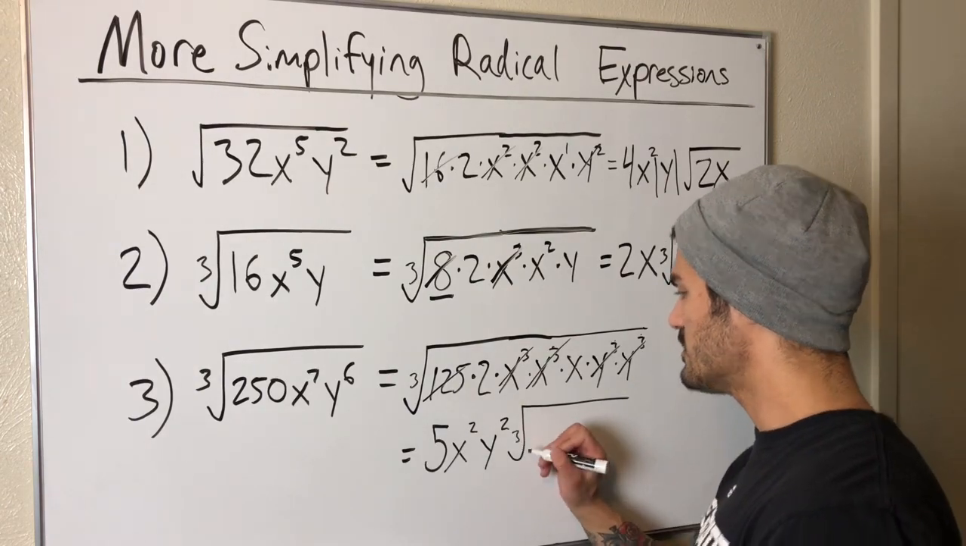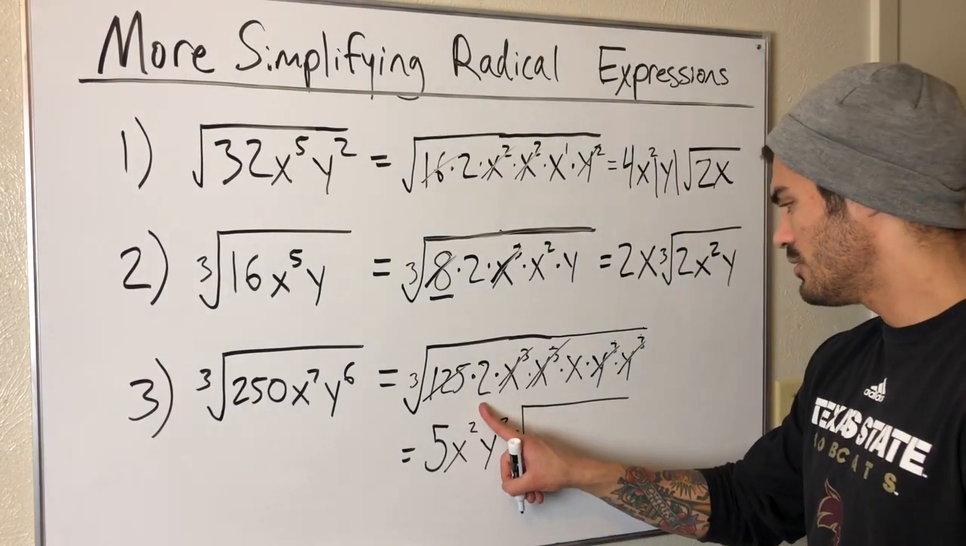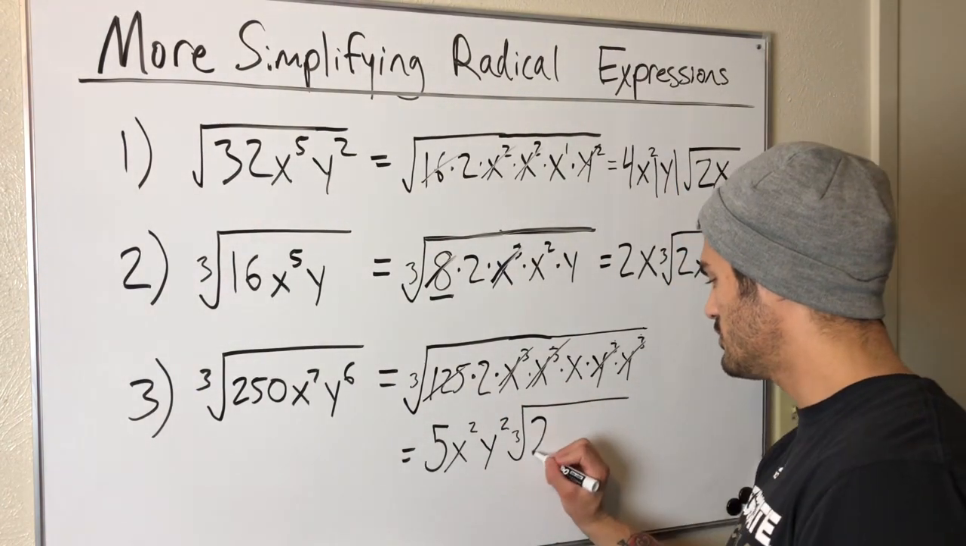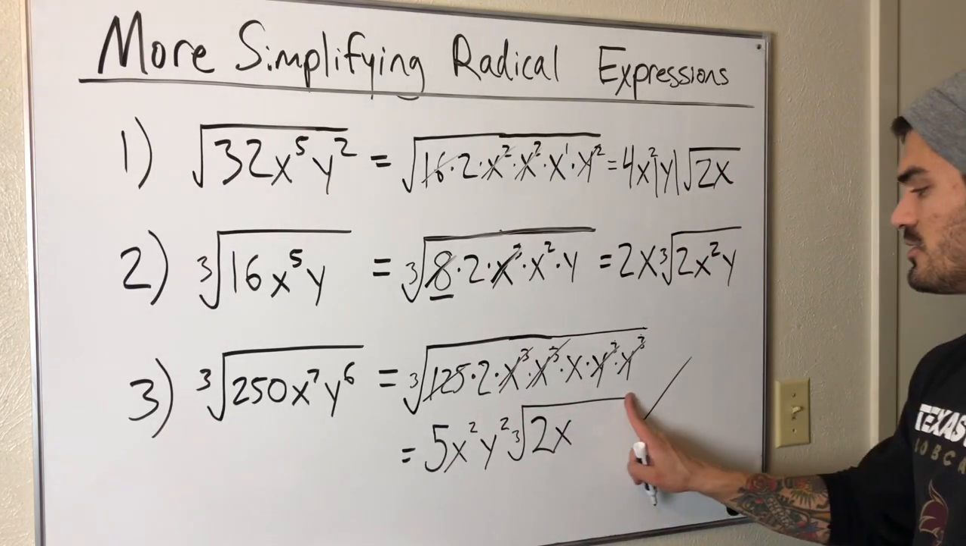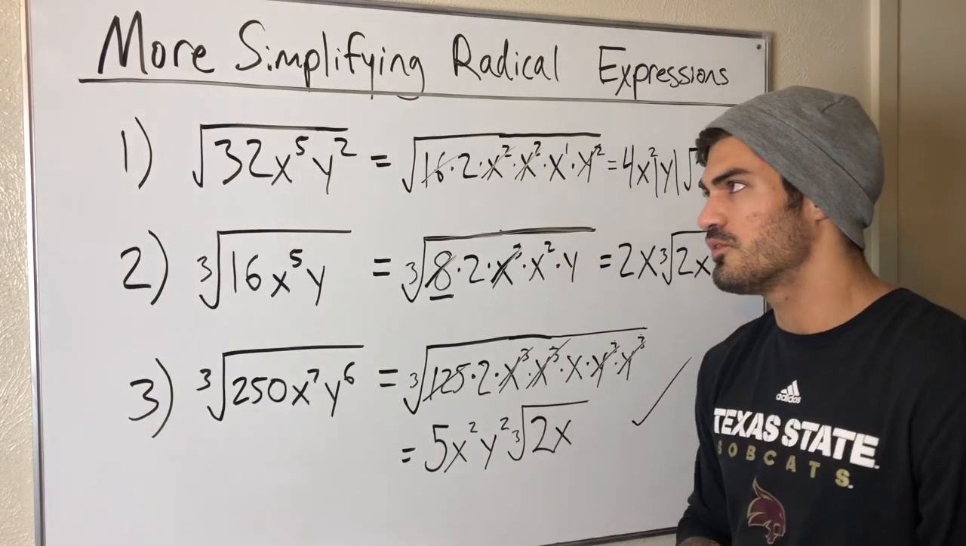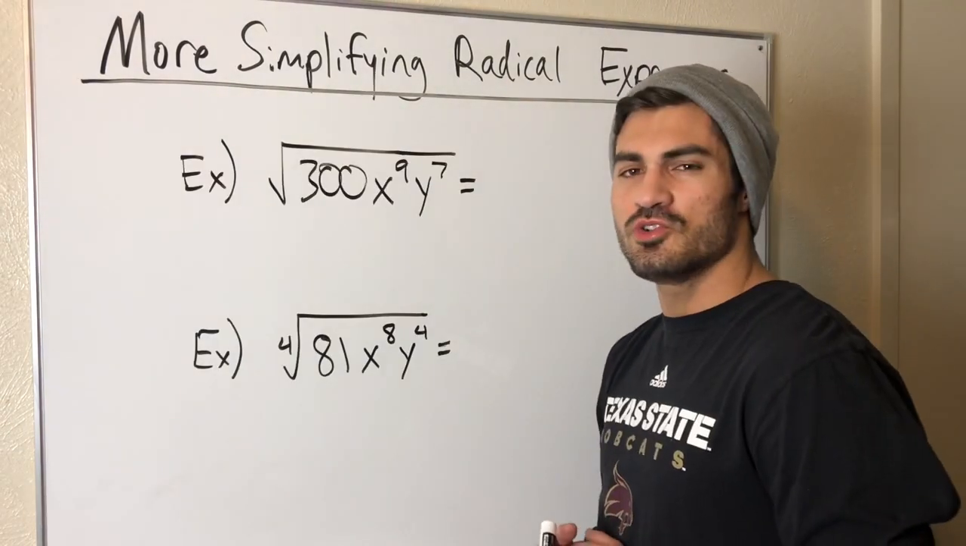And what is left in this cube root? Let's see, 2x. I think that's it, 2x. Did I miss anything? Nope, I think that's it. So that is the final form of this. All right, let's do 2 more examples.